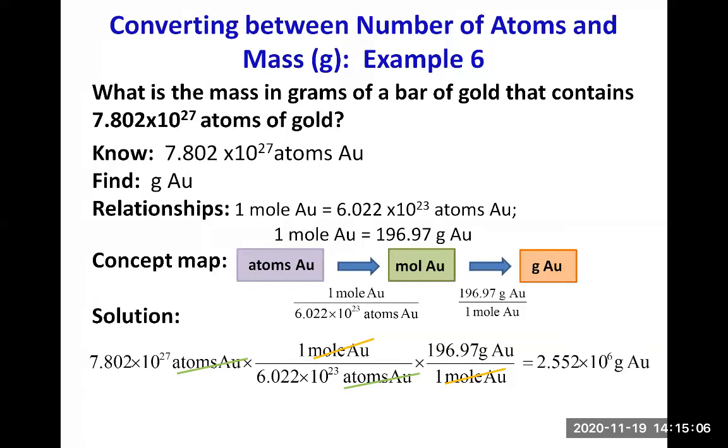So the calculator answer is 2.5519, etc., times 10 to the 6 grams of gold. The limiting number of sig figs is 4. The given amount has 4, the Avogadro number has 4, and the molar mass has 5 sig figs. So we need to keep 4 sig figs. And so we keep the 2.551. What comes after the 1 is a 9, so you need to round up to a 2. So it's going to be 2.552 times 10 to the 6 grams of gold. And so that's the mass of gold in this number of atoms of gold.